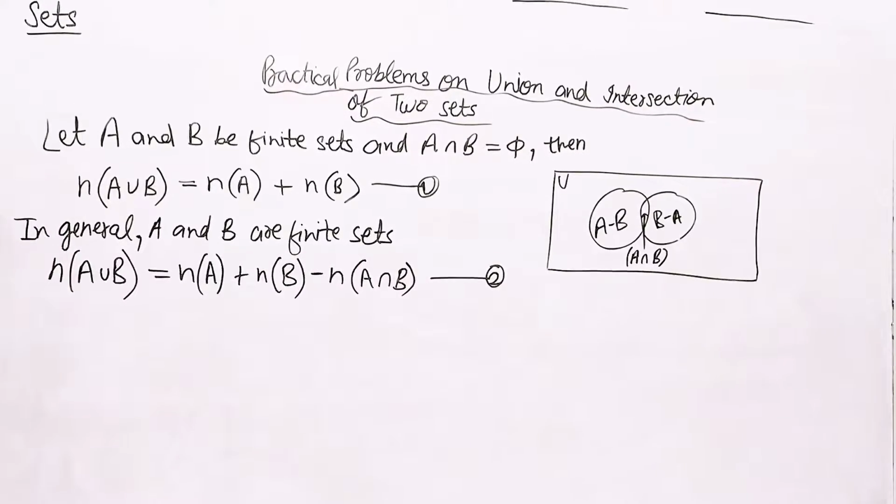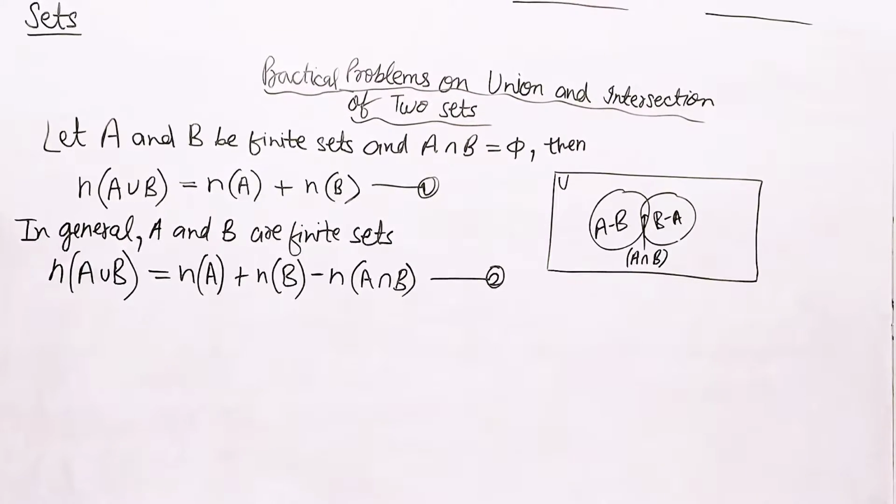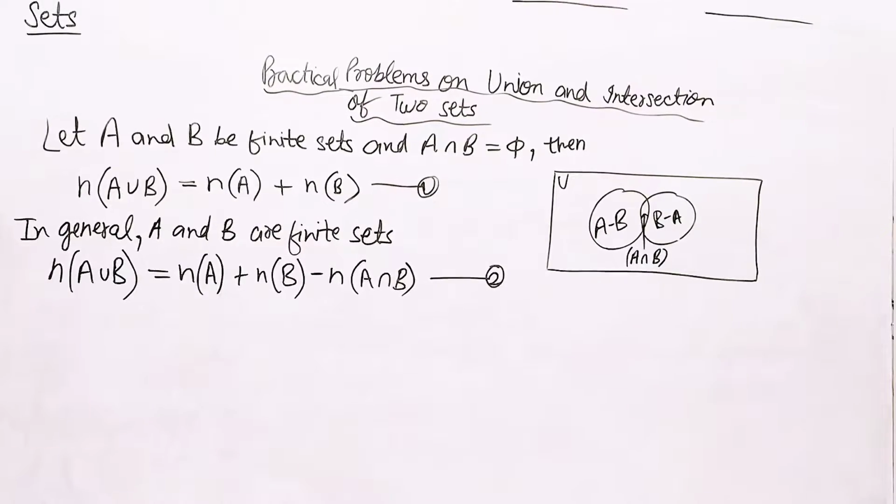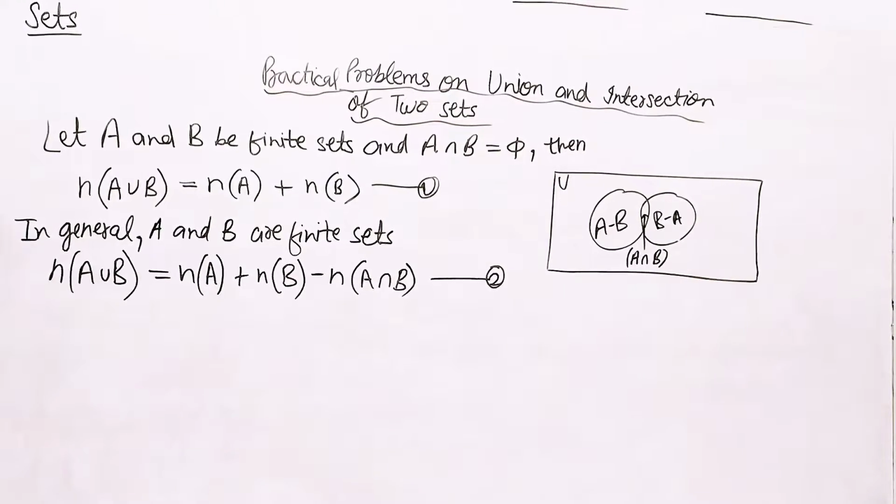Just have a look at these two cases. These are some methods. We're going to use the second one, and I'm going to show you how they are useful to us. Okay? So let us continue. Now one thing I want to tell you: in the first case that we saw, the number of elements in A union B is equal to the number of elements in set A plus the number of elements in set B. So what does this actually mean?